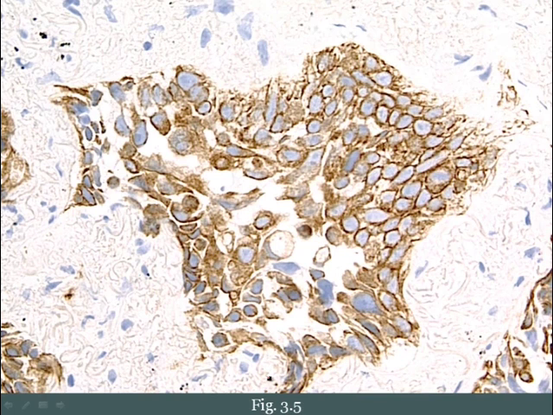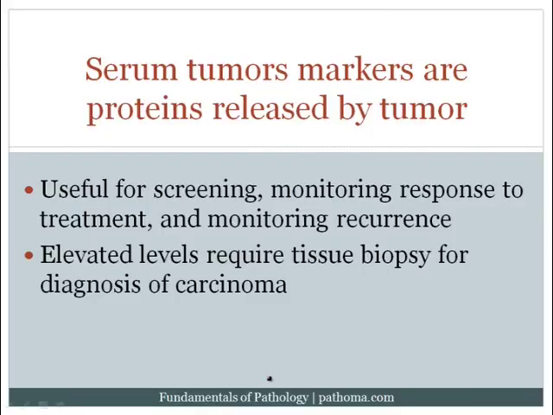Here's a picture of an immunohistochemical stain just to let you know what one looks like. Basically, this brown staining indicates that the cells are reacting with the particular antibody that we've introduced in this test. Now, another way by which we can classify tumors and follow the treatment and response of tumors are serum tumor markers. What are serum tumor markers? These are proteins that are released by the tumor. They are released, obviously, into the serum.